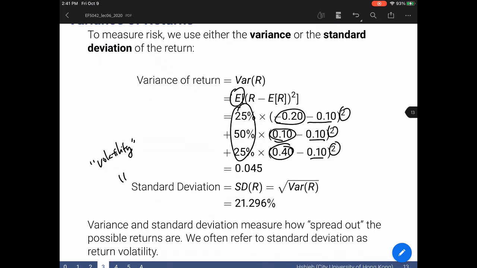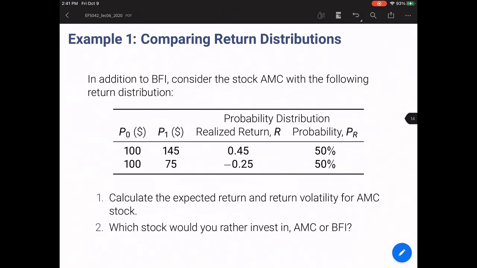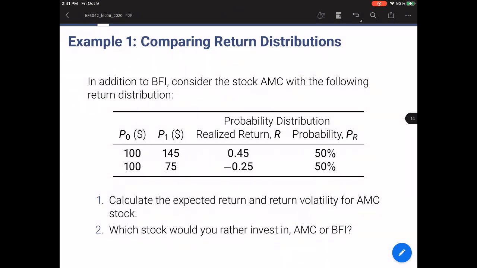Okay, so let's do some simple examples. So let's compare return distributions across different assets now, or stocks. So let's now add to the picture or example in the previous slides. Suppose there is a stock now called AMC, and it has the following distribution. So like BFI, it has a starting price of $100, but it has only two possible states that can be realized in the future. The stock can go up to $145, or the stock can go down to $75.